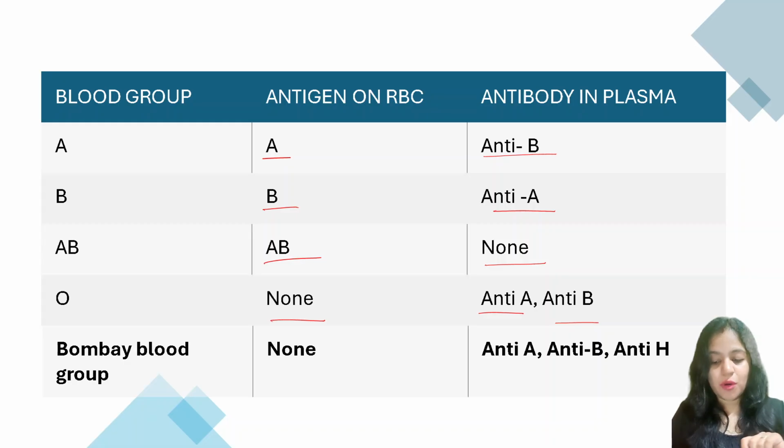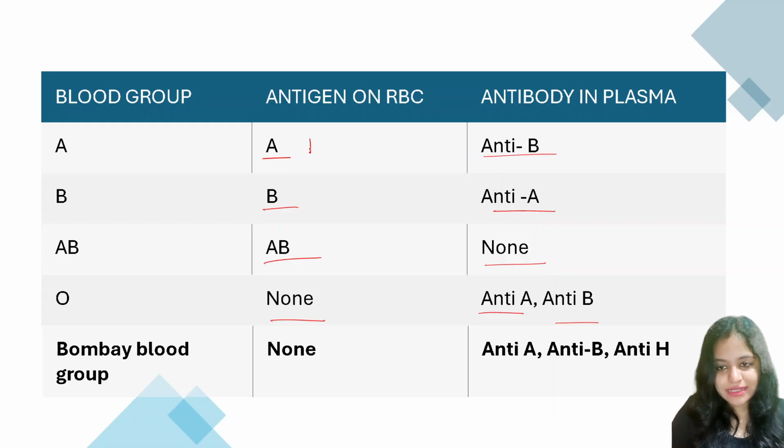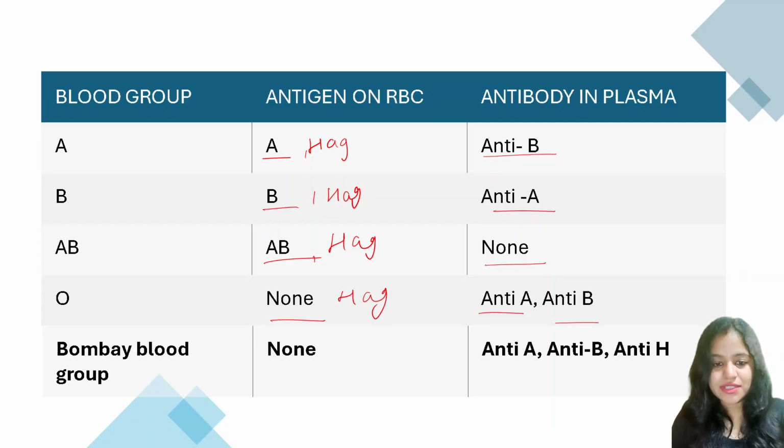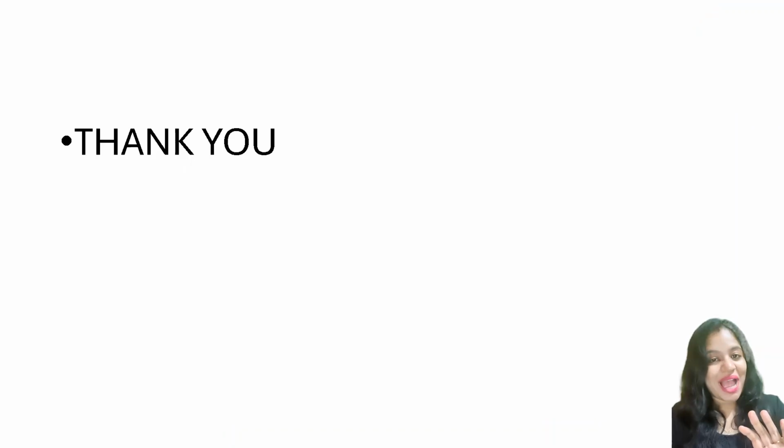Now, if I have to add the Bombay blood group, I'll also add the H antigen here. H antigen is present on all, but not present on the Bombay blood group. So anti-A, anti-B and anti-H antibody will be in the plasma. Okay, I hope that was helpful.